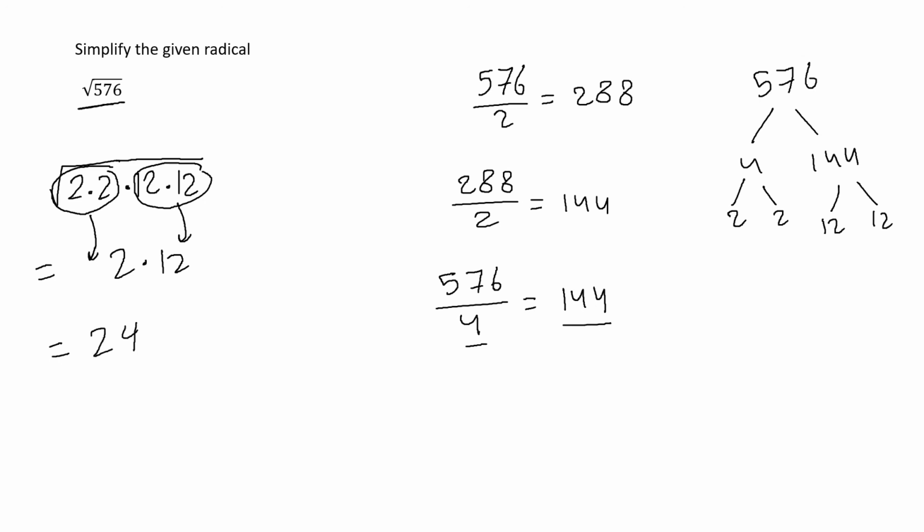So this breakdown analysis we just did allows us to draw the conclusion that the square root of 576 is equal to 24.